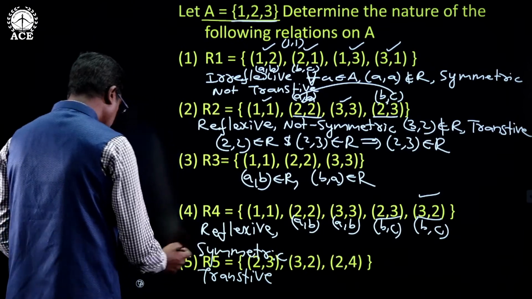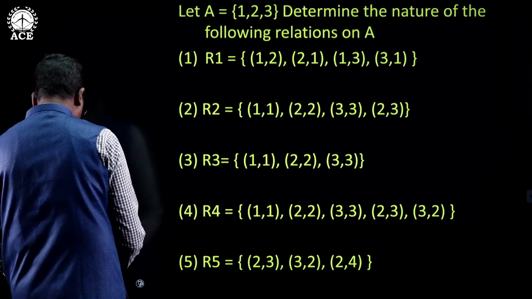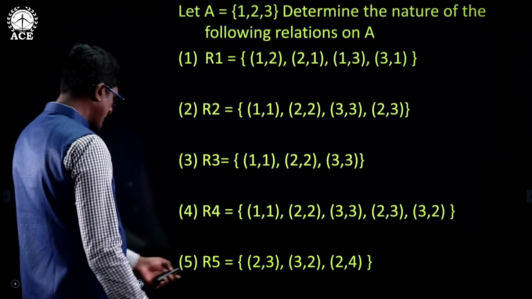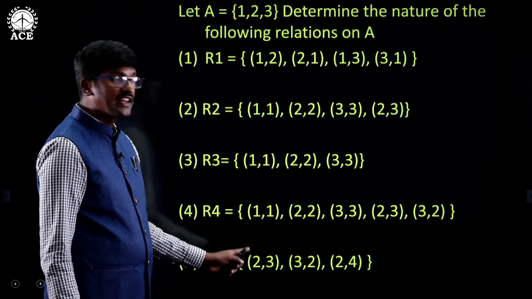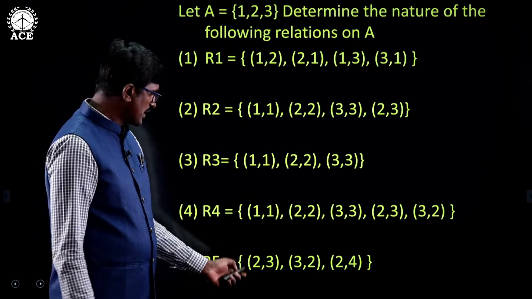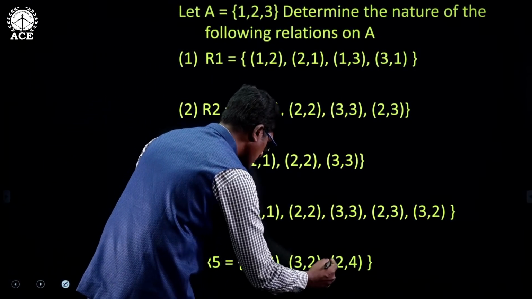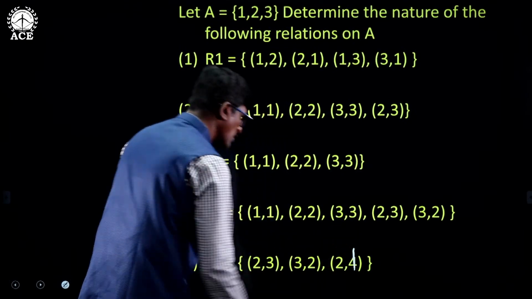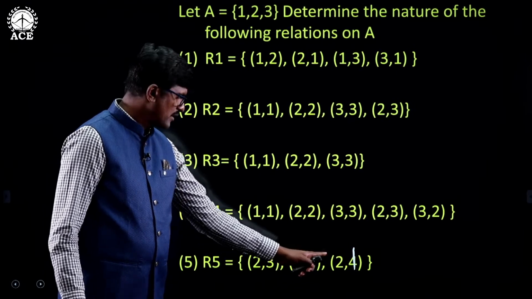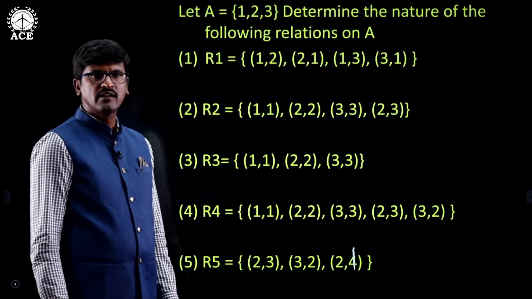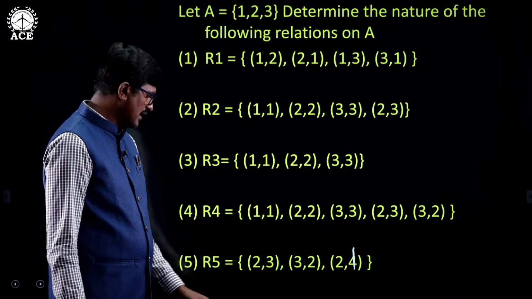Now the last one. Look at this, (2,3). This is not reflexive. Not reflexive means irreflexive relation because (1,1) is not there. So (2,3) is there, (3,2) is there, (2,1) is there, but (1,2) does not belong to R. Therefore, this is not a symmetric relation.